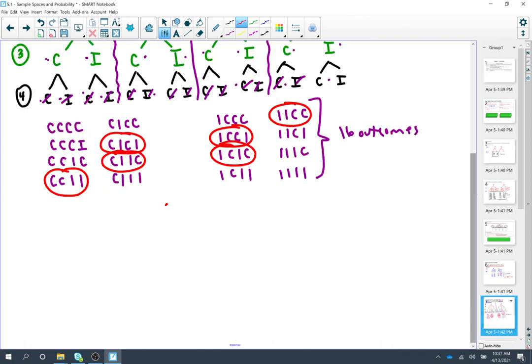So 6 out of 16, which simplifies to 3/8. If we make that into a decimal, that's approximately 0.375, which is then 37.5%. So he has a 37.5% chance of guessing exactly 2 correct answers on this quiz.